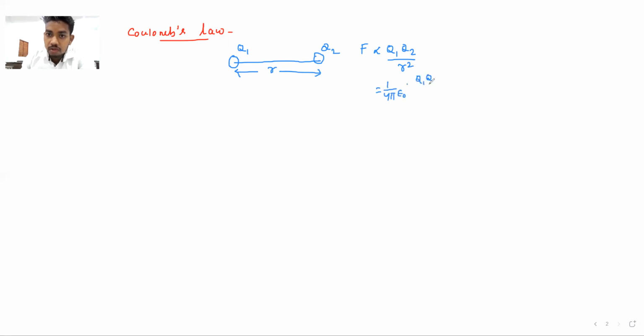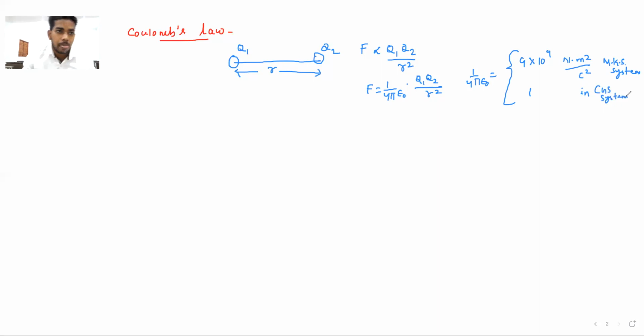Where 1 by 4 pi epsilon naught is a constant, and its value is 9 into 10 to the power 9 Newton meter square per Coulomb square in MKS system, and 1 in CGS system. Two types of system we know, MKS and CGS. So accordingly, the value will be used while solving the numerical.